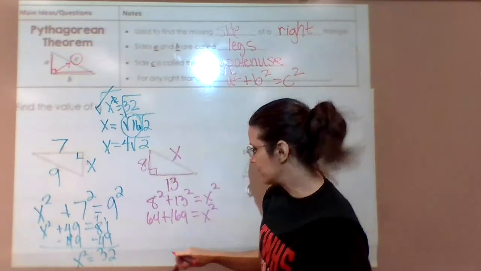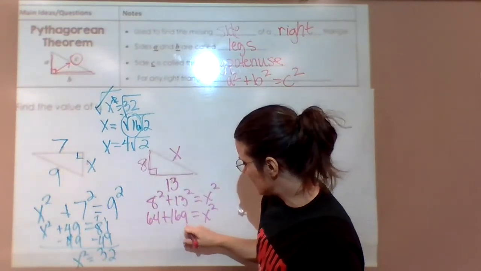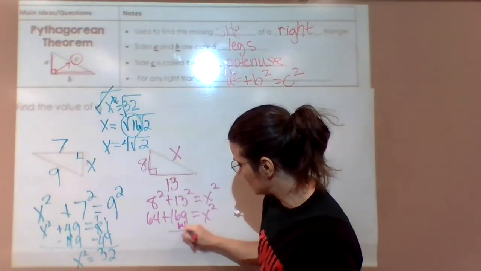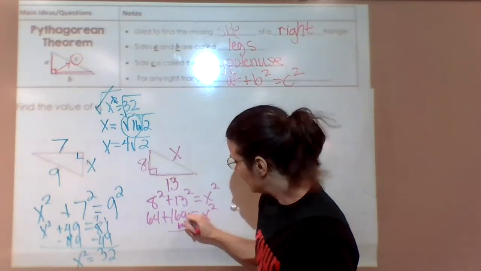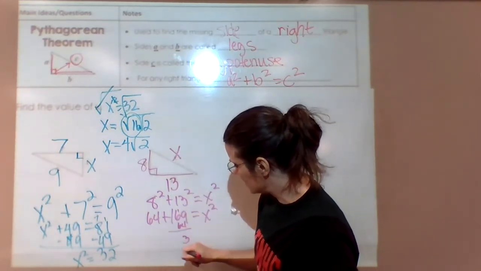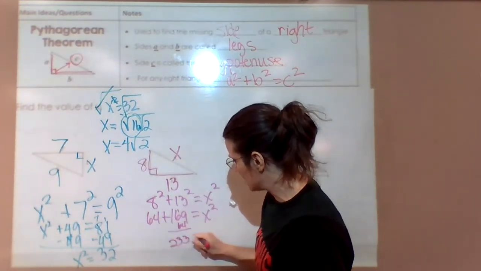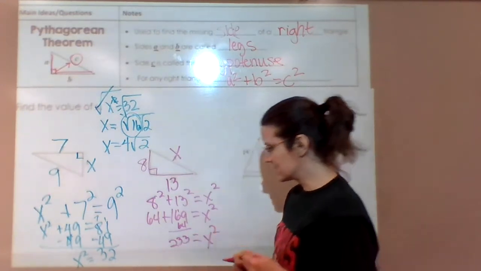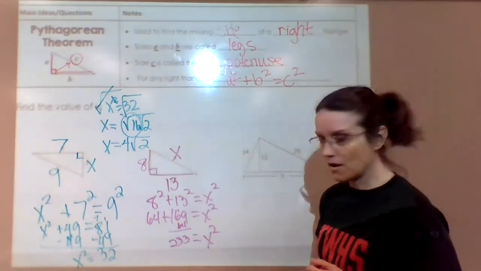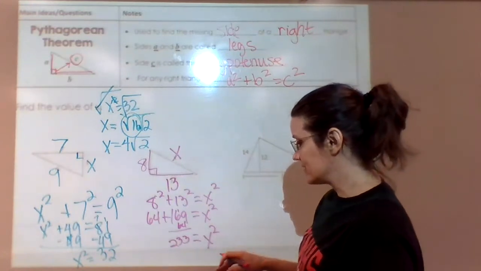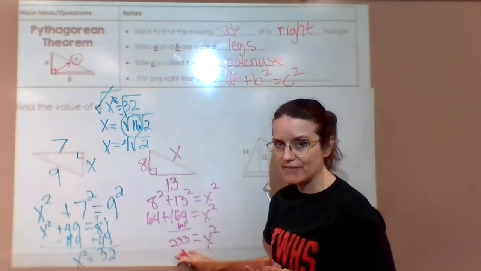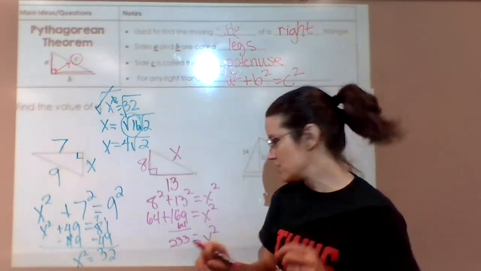Let's simplify it out. 64 plus 169, I'm going to have to add this here because I don't know how to do that in my head. 9 and 4 is 13, 6 and 5, 13, so that's 233 equals x squared. Okay, I need to simplify this now. Does 233 have any factors? This is where you break out your calculator.